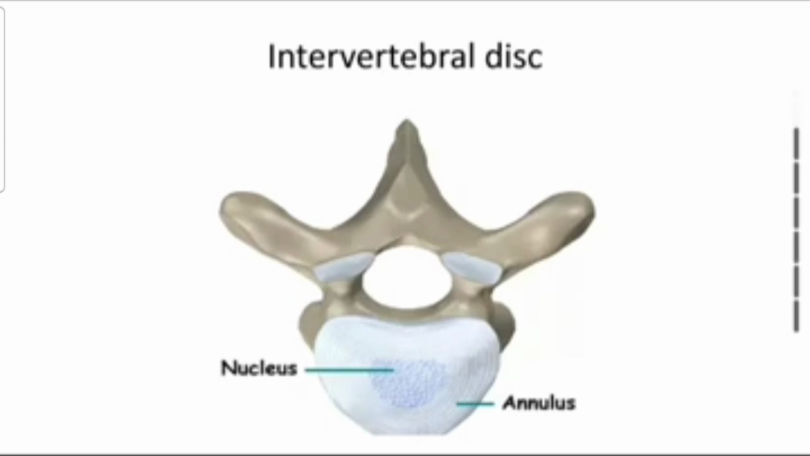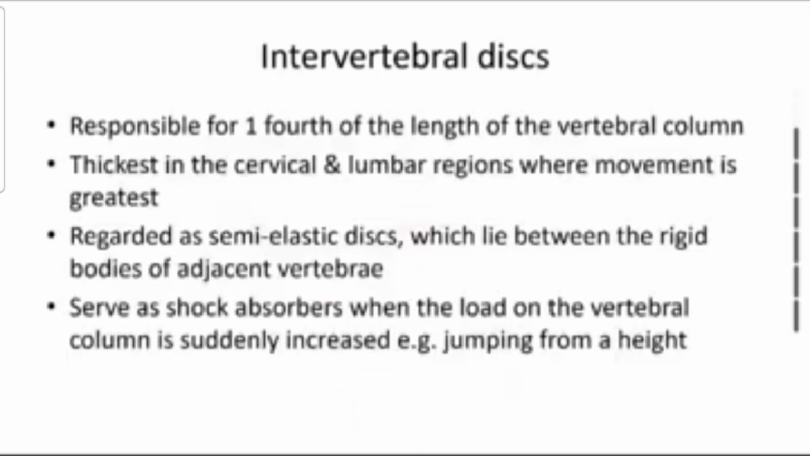So, more on the intervertebral disc, some details. As I've already said, it's responsible for around 1/4 of the length of the vertebral column. That is, a quarter of the entire length of the vertebral column will be formed by the intervertebral discs. If you add all their lengths, you'll get 1/4 of the entire length.